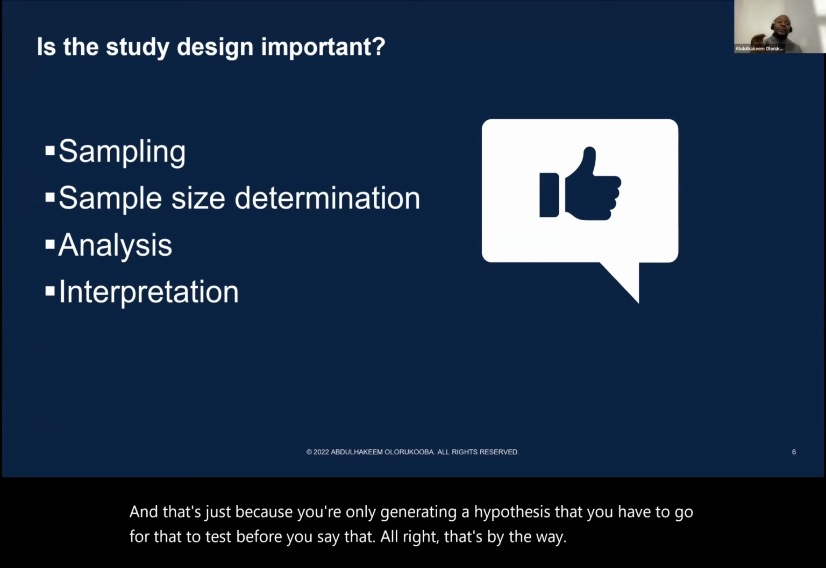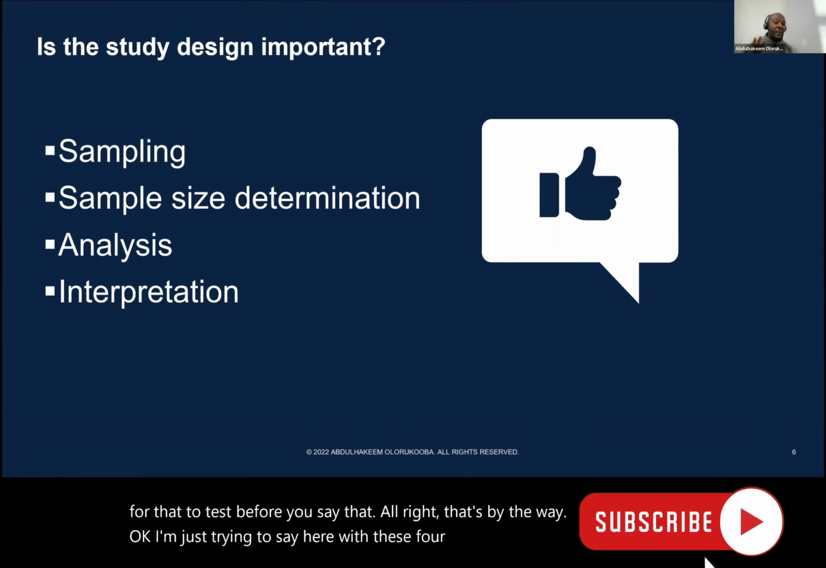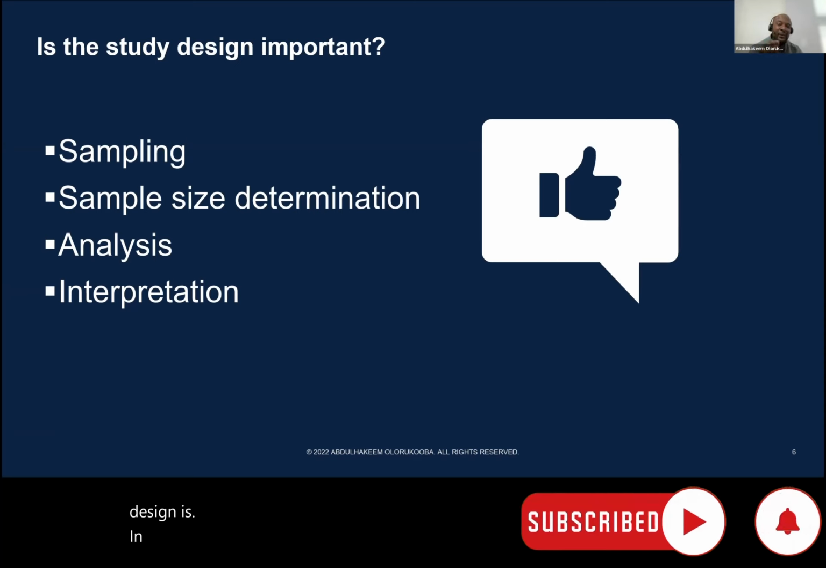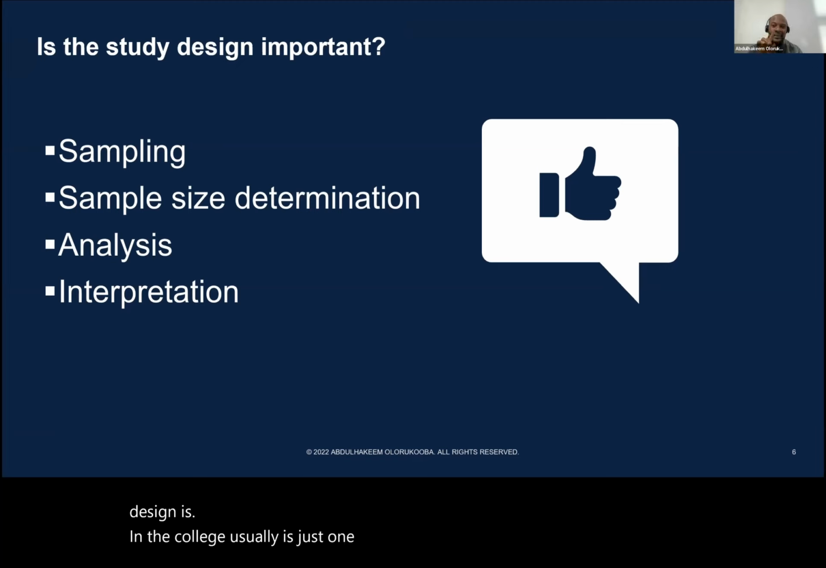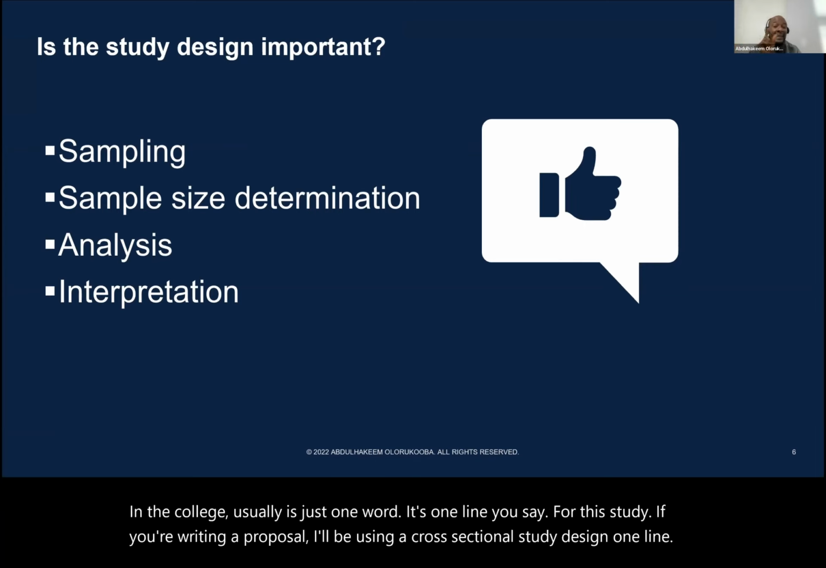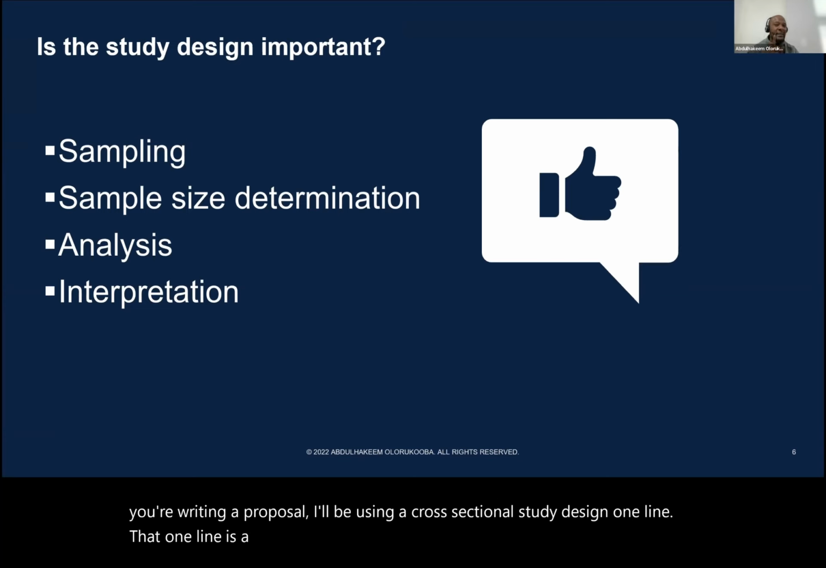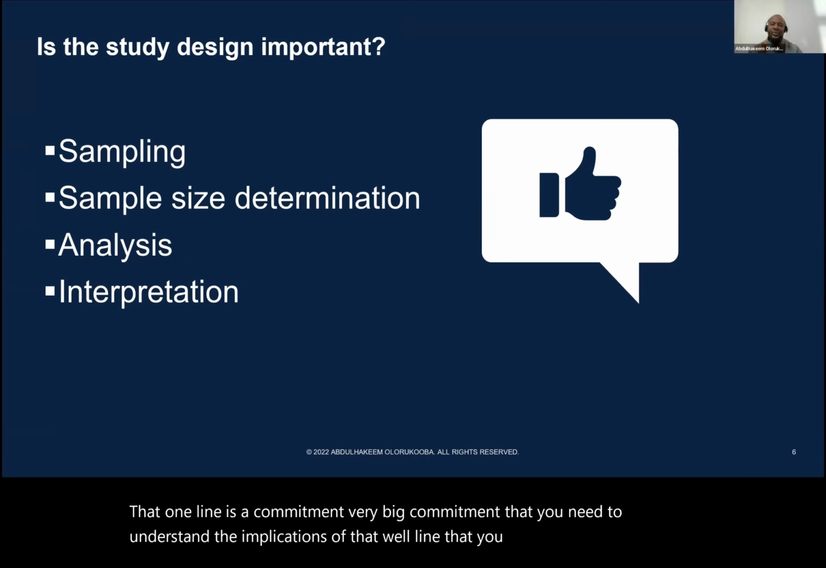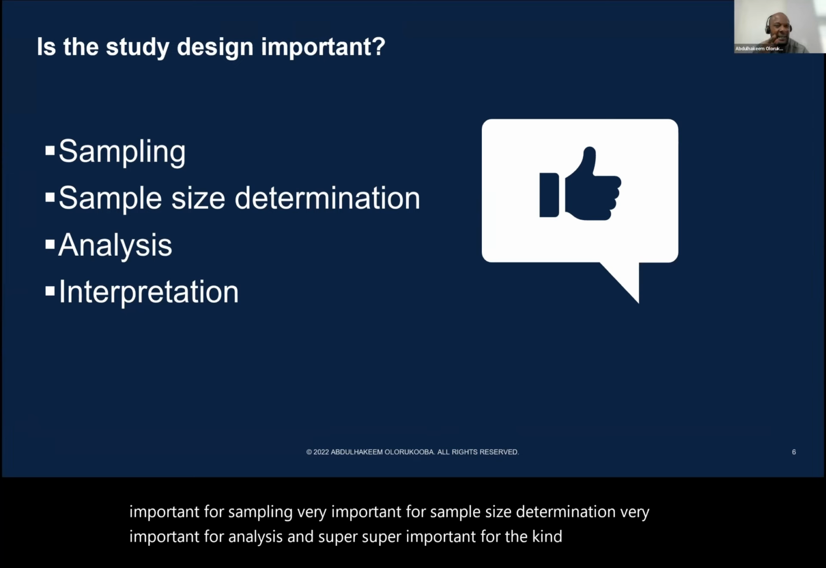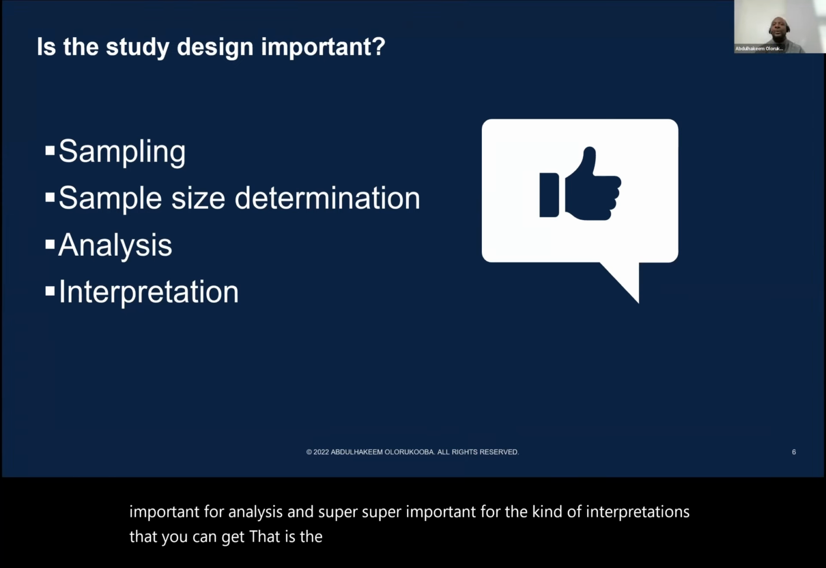Okay. I'm just trying to say here with these 4 points, and there are so many other points that we can bring out, to tell you how important this study design is. In the college, usually it's just one line. You say, for this study, if you're writing a proposal, I'll be using a cross-sectional study design. One line. But that one line is a very big commitment, that you need to understand the implications of that one line that you have written. Very important for sampling, very important for sample size determination, very important for analysis, and super, super important for the kind of interpretations that you can get. That is the context of your work.